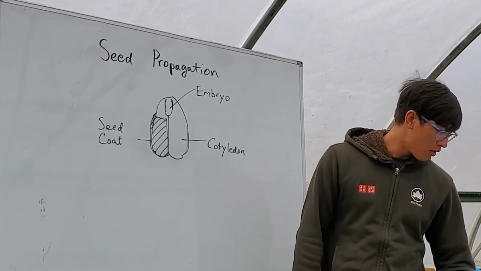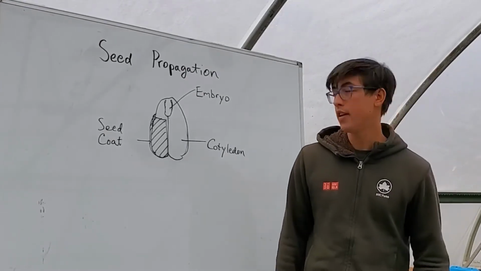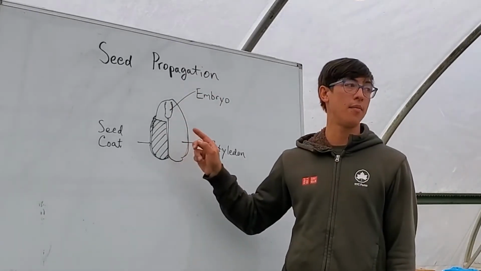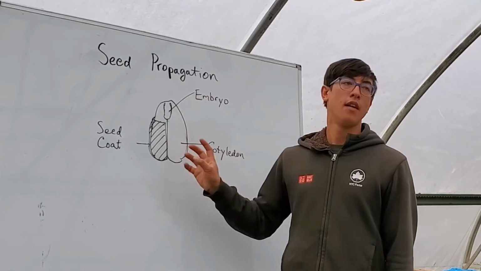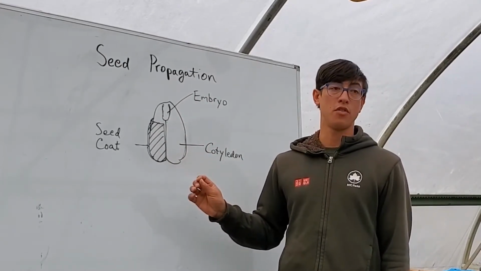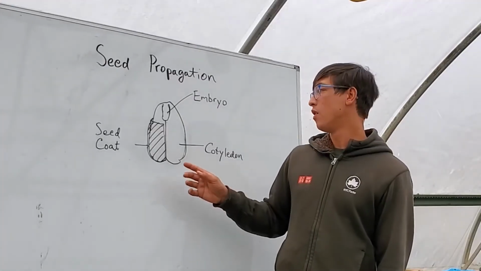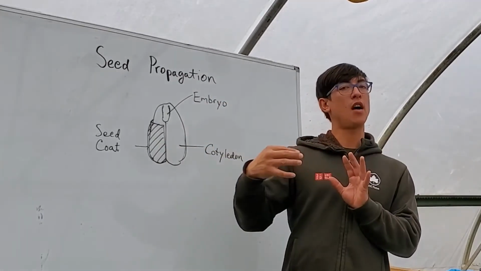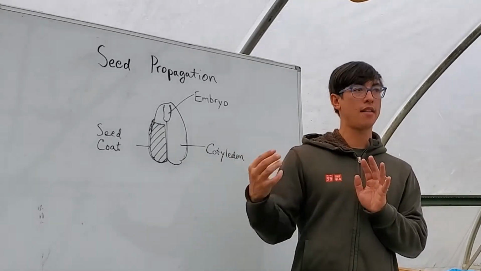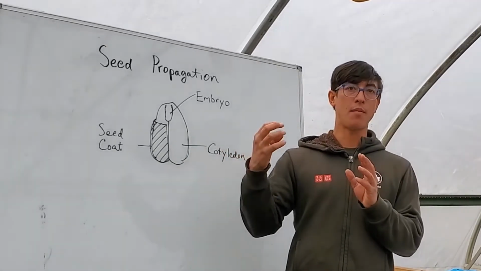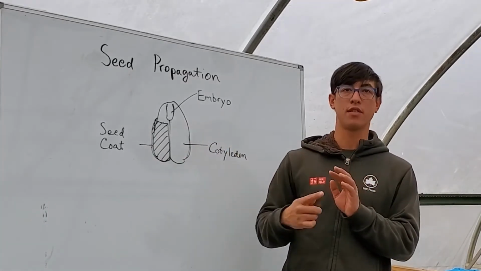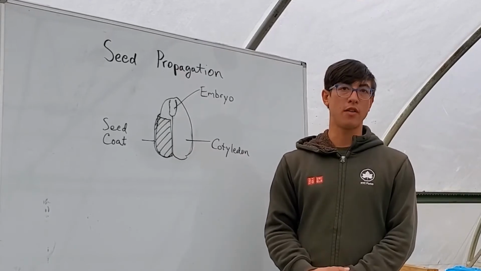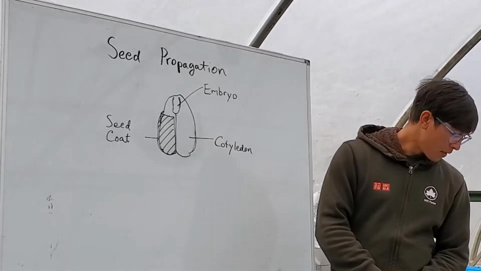And it also regulates the water intake and gas exchange that this living seed, the embryo and cotyledons, undergo during germination and during dormancy. So when a seed is sitting in the soil, the seed coat regulates how much moisture can go in and out of the seed, and how much oxygen and CO2 can go through the seed. So it's a very important regulatory organ for the seed.